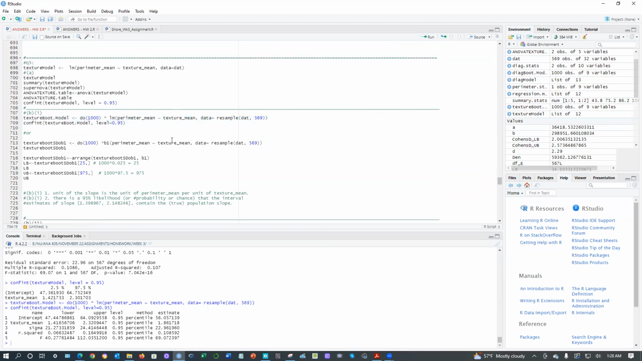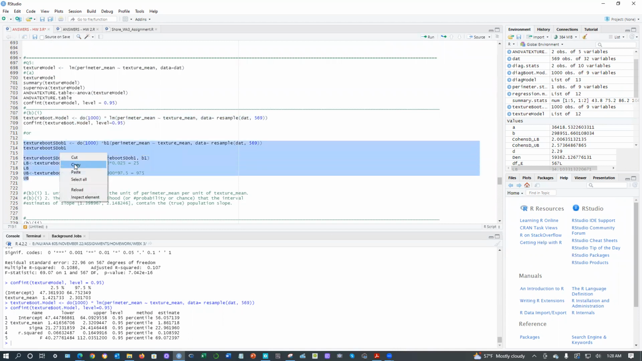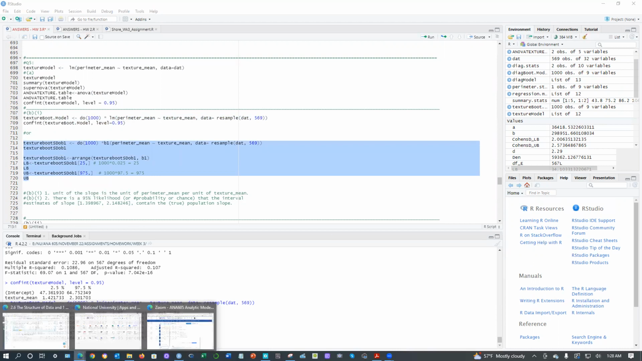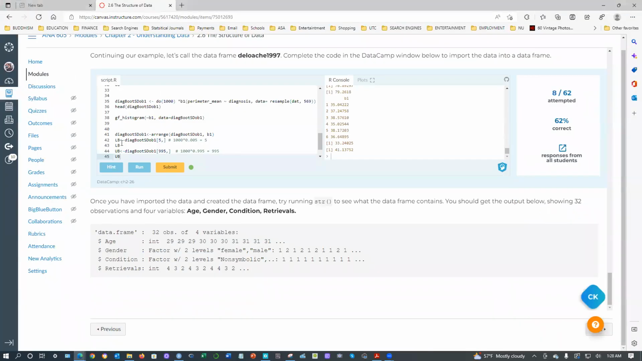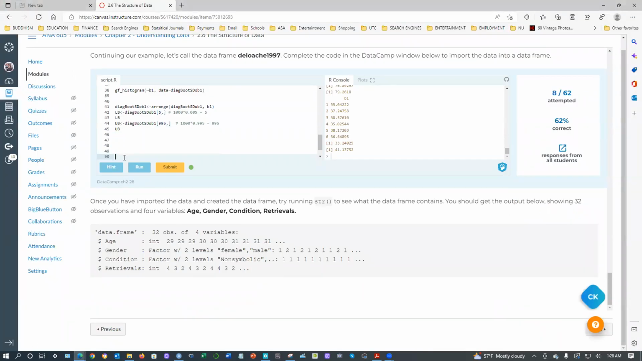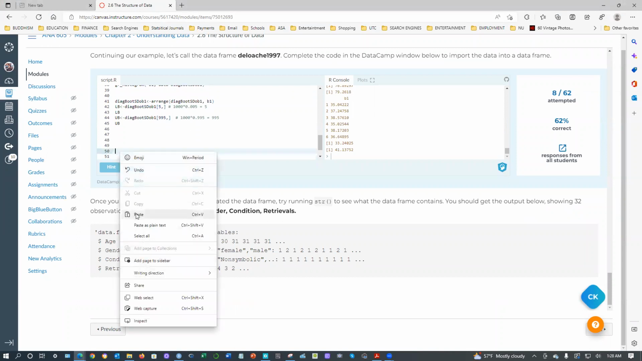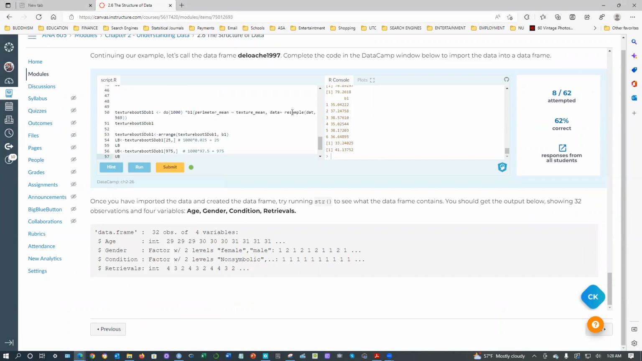Oh, we can bootstrap like this. As I said, this doesn't work, so I'm gonna get this one, copy, and go to my sandbox. This time you don't have diagnosis as the explanatory variable, you have texture, okay?